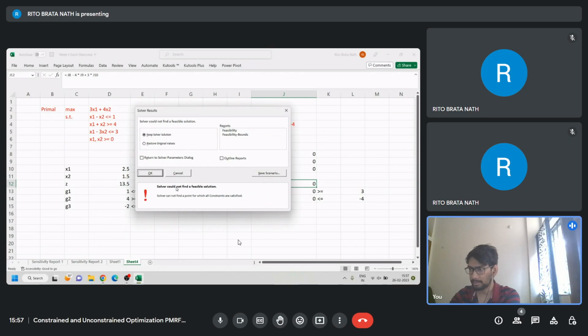Yeah, so here it says solver could not find a feasible solution. Solver cannot find a point for which all constraints are satisfied. So that's the difference that you need to notice. And option A says the dual has no feasible solution. So that's the correct answer. So that means you have two solutions. That one is the dual has no feasible solution and the primal has an unbounded solution.